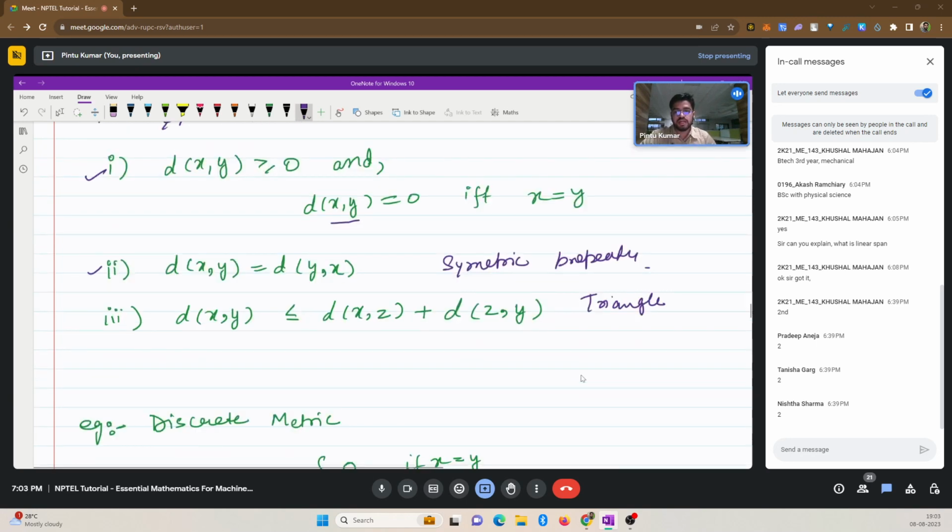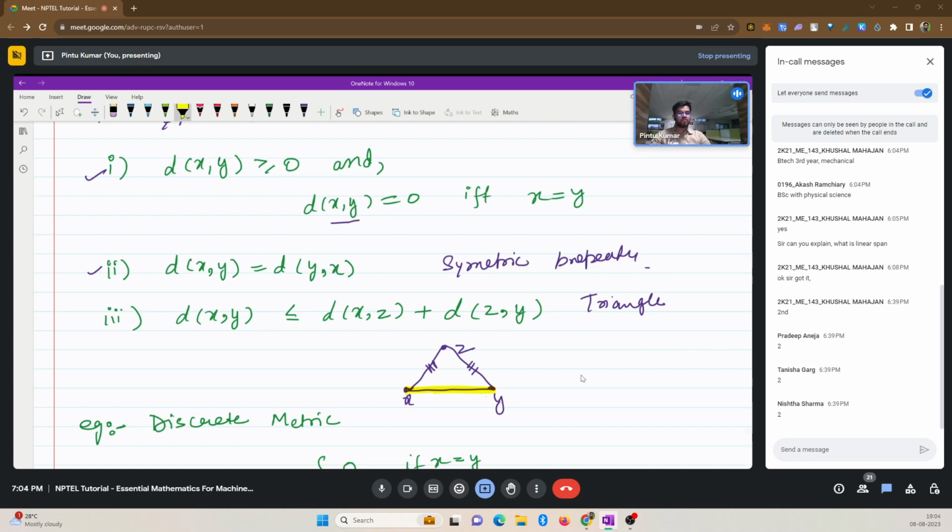So what does it say? Let's say you want to look at the distance between x and y, and you look at some other point z also. If you connect these 3 points, they would form a triangle, right? You know that in a triangle, the sum of two sides must always be greater than or equal to the third side. So this is what this property is enforcing: the distance between x and y should always be less than or equal to the sum of the other two sides of that triangle.